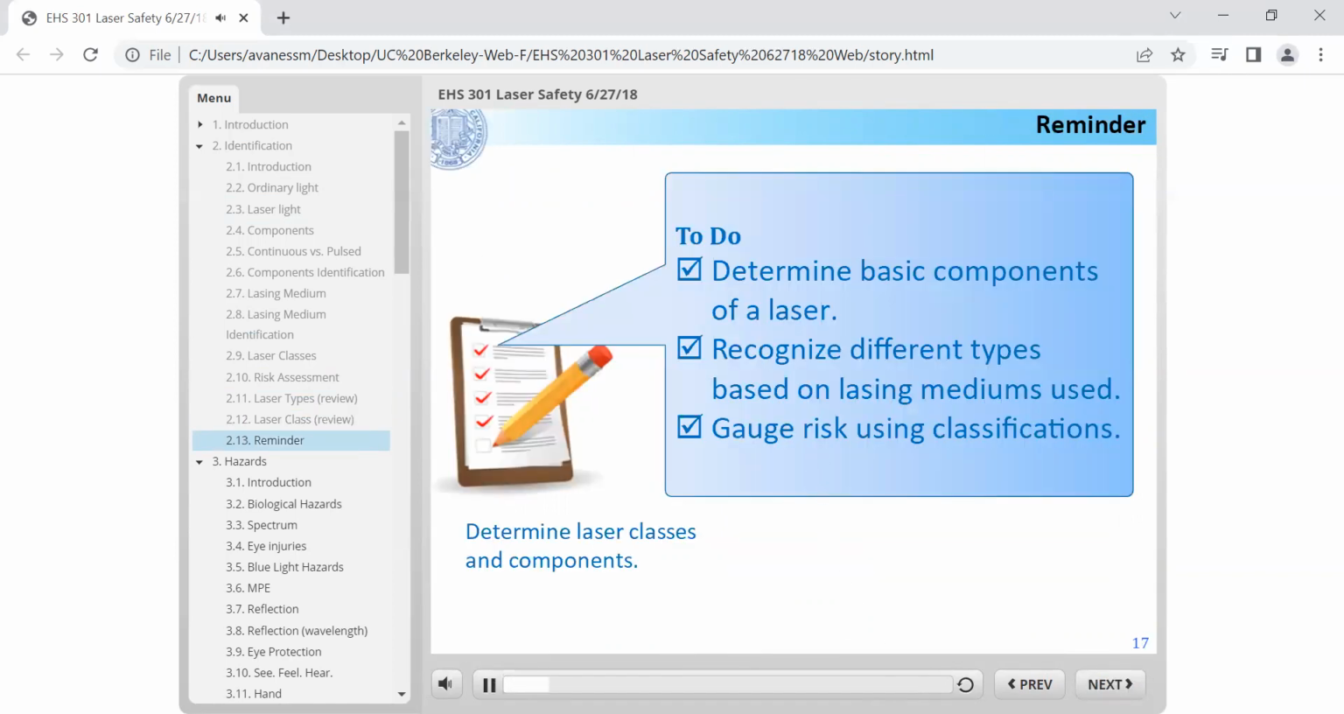In summary, remember to determine laser classes and components before beginning work. This includes determining how basic components of a laser work, recognizing different types of lasing mediums, and gauging risk using classification systems.